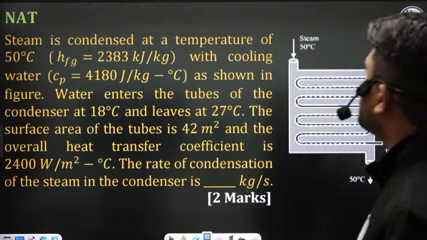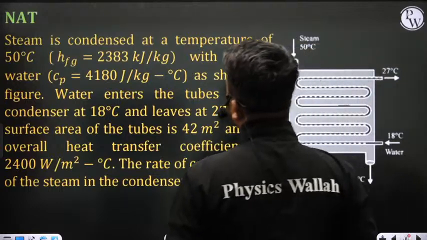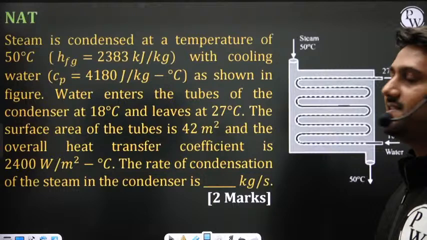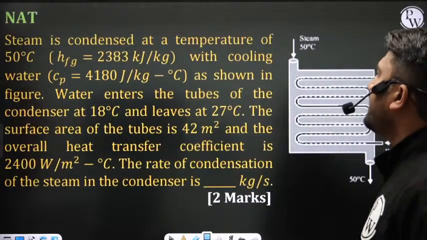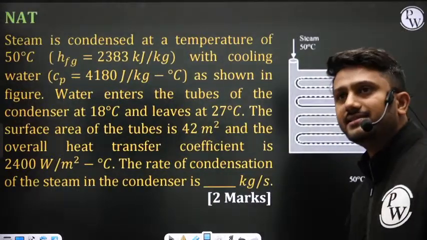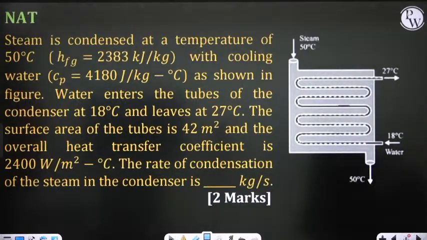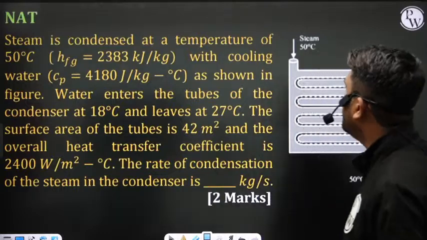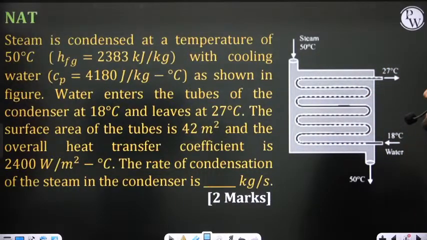Okay, now see the next question. In the next question, it is given that steam is condensed at a temperature of 50 degrees Celsius, and hfg, the latent heat of condensation, is also given. The latent heat of condensation is 2383 kilojoule per kg. With cooling water, the specific heat is given as 480 joule per kg degree Celsius, as shown in the figure.